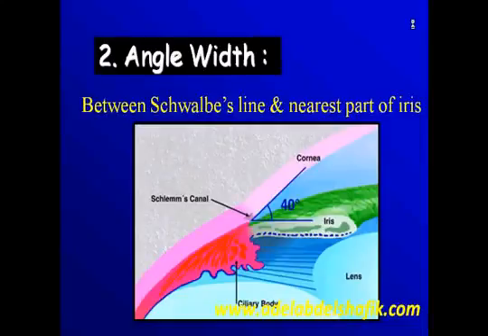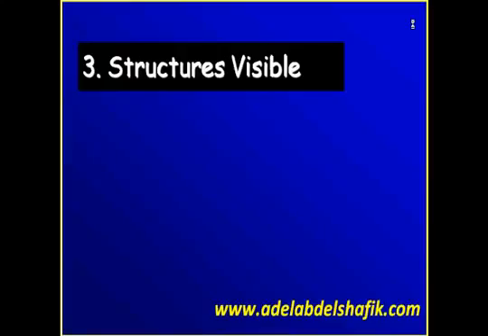The second is to see the width of the angle, the distance between the most peripheral part of the iris and the Schwalbe's line. How many degrees could this angle be? Then you see the structures visible in the angle. In this drawing, you can see all the structures, and this is the Schwalbe's line here, and this is the trabecular area and the ciliary recess on the iris.